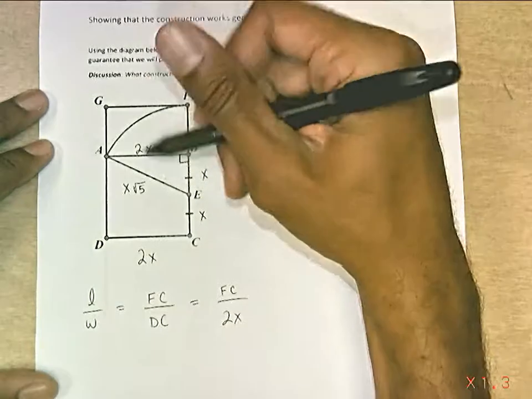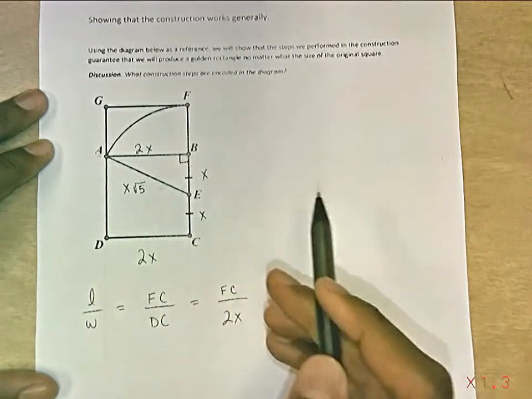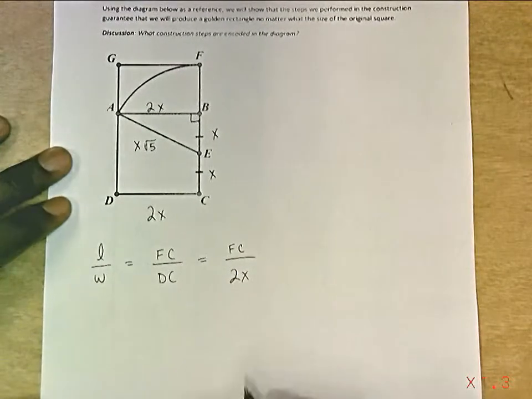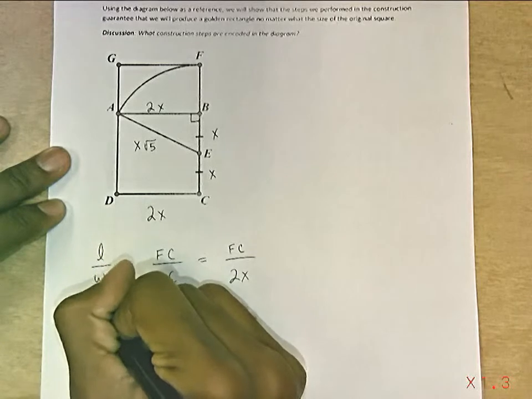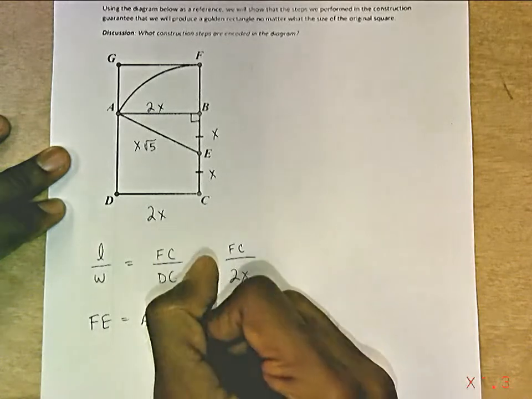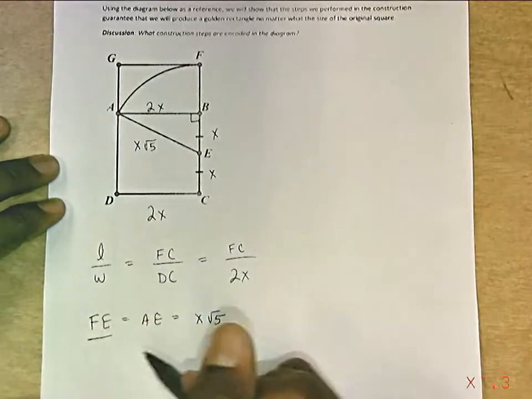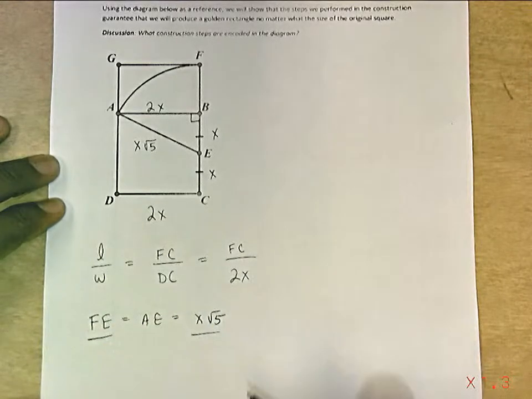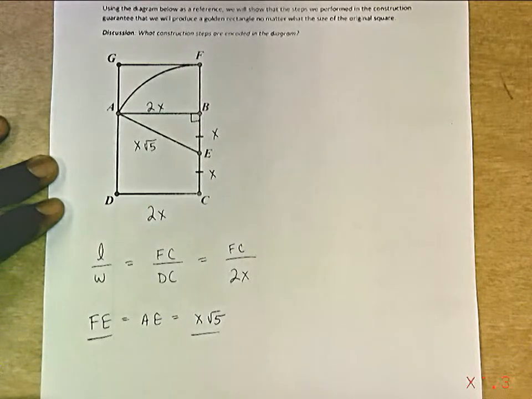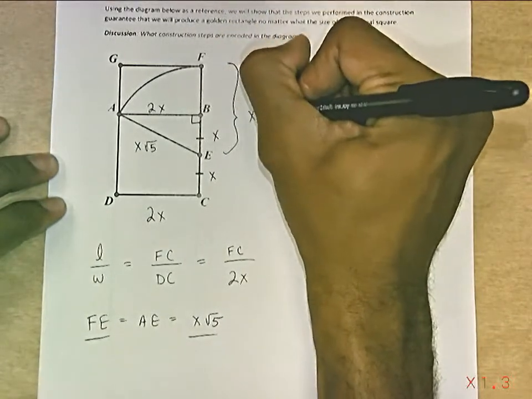What I do know is that an arc has been traced that has radius AE and center E. For that reason, I know that FE is the same as AE, because all radii of a circle are congruent. And we already know that AE is equal to x radical 5. So now we know that FE equals x radical 5, and if that's the case, then that would make, here on the diagram, x radical 5.